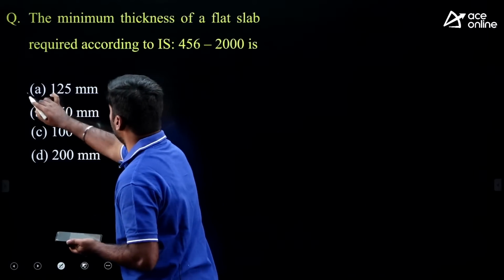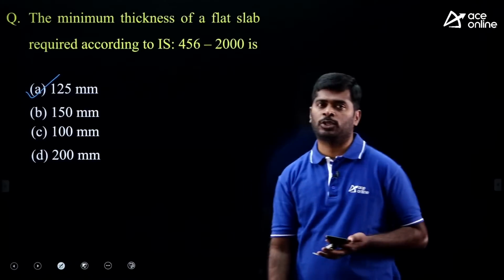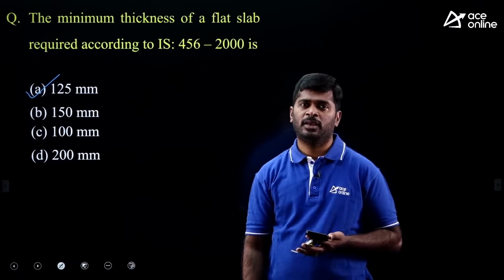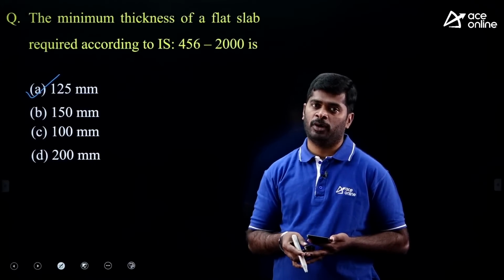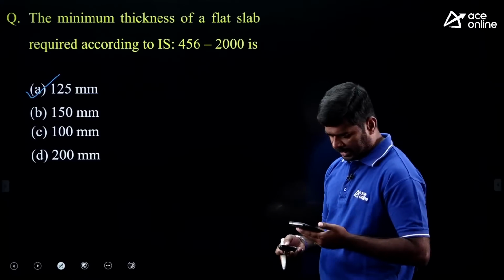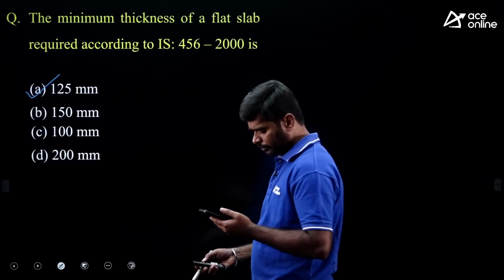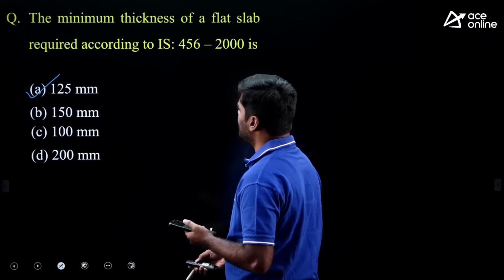Waste of time only. As per IS 456-2000, the minimum thickness of flat slab is 125 mm. Okay. Right. Next one. Option A is correct.